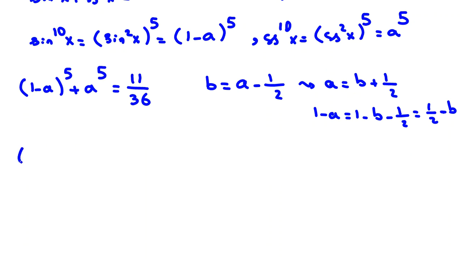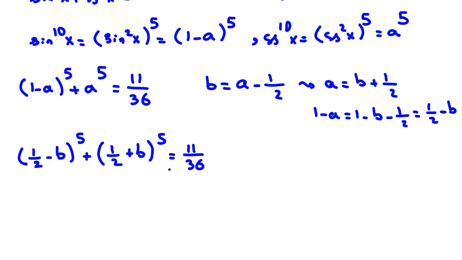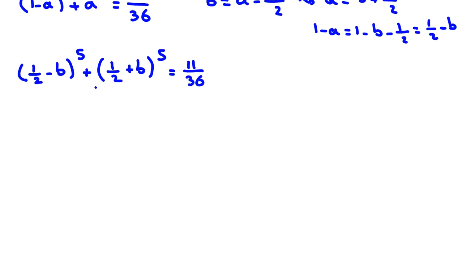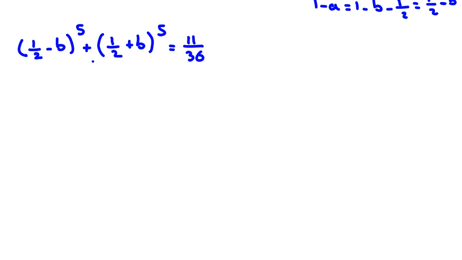So let's write 1 half minus b to the power of 5 plus 1 half plus b to the power of 5 equals 11 over 36. Now I use the identities I told you in the beginning of the video, the binomial theorem. If you know the binomial theorem, you don't need to watch that part.